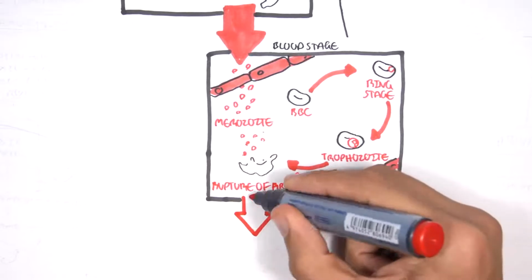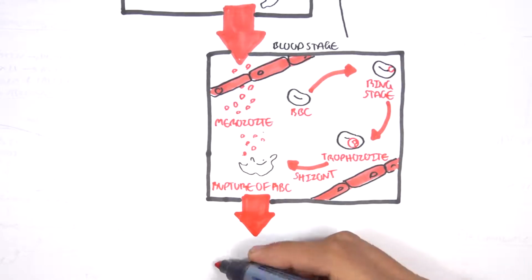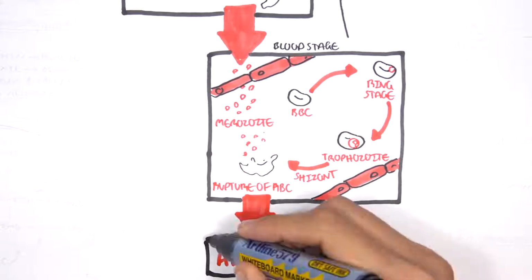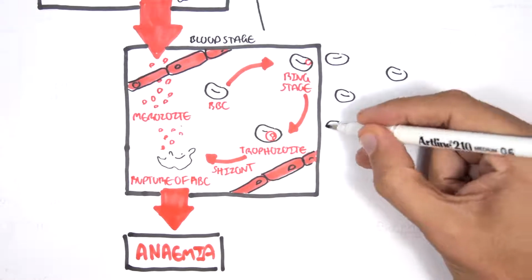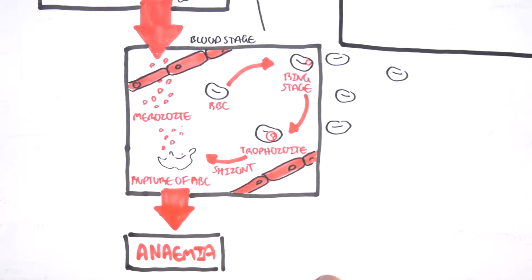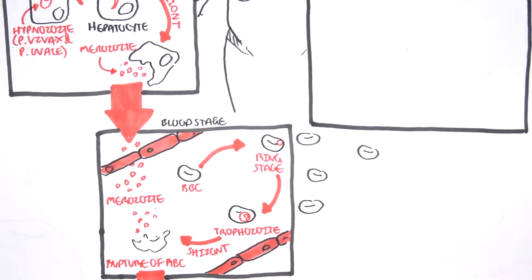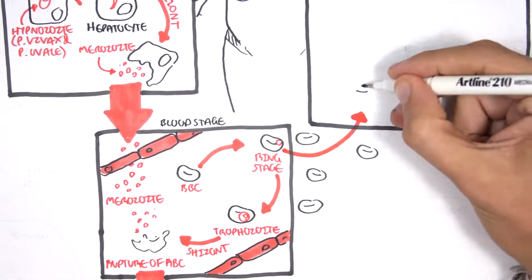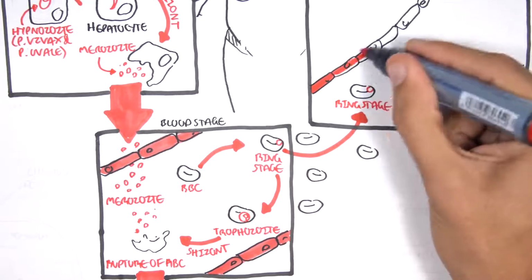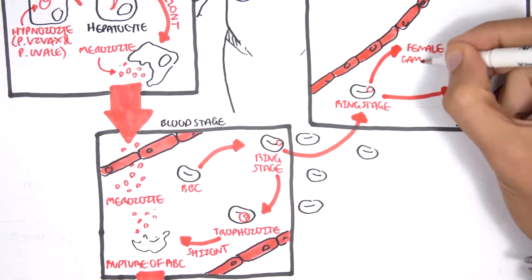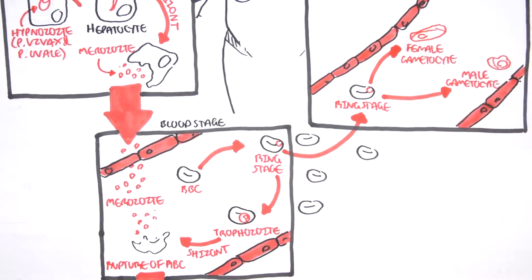Now, the rupturing of the red blood cells is responsible for anemia in malaria. The rupturing of the red blood cells is also coincidental with the clinical manifestations of malaria, which, as we know, are the fever, rigor, chills, tremors. Now, going back to the ring stage of the parasite's life cycle, which is in the red blood cells, the parasite can also enter a sexual cycle where it can become a female or male gametocyte.